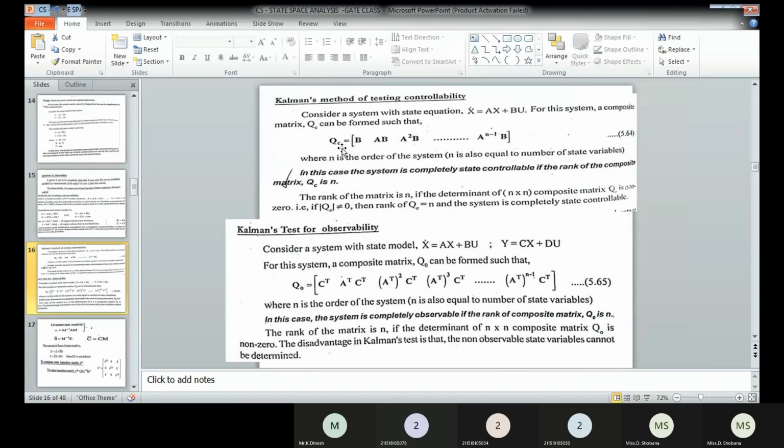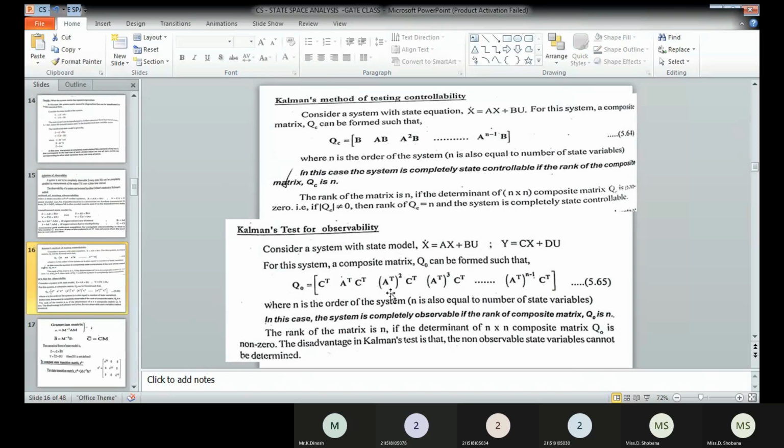In the Kalman's test, the controllability test is obtained by having this matrix: B, A·B, A²·B, and it goes on like that. If the determinant of Q_c is not equal to 0 and the rank of the matrix is equal to the number of state variables, then the system is said to be completely controllable. Otherwise, it's not controllable.